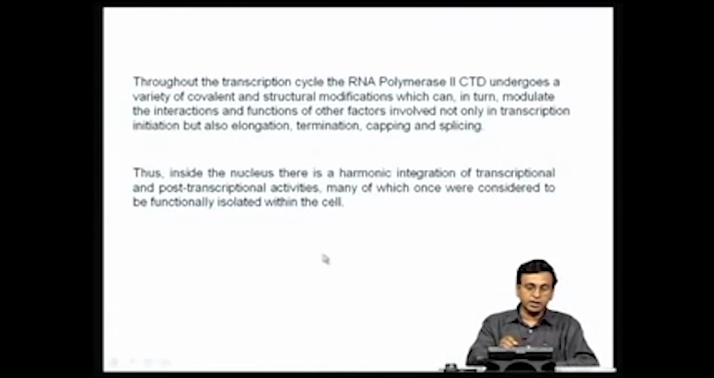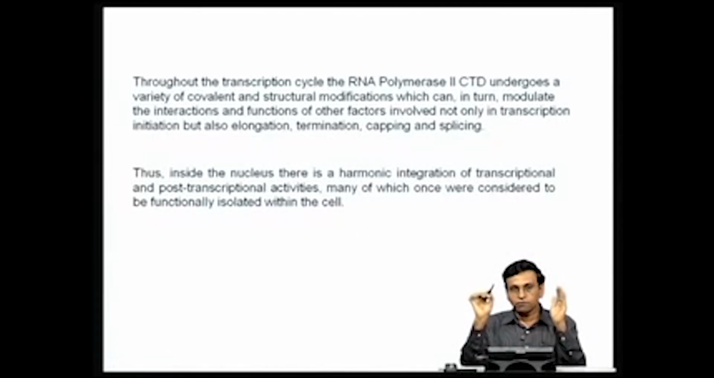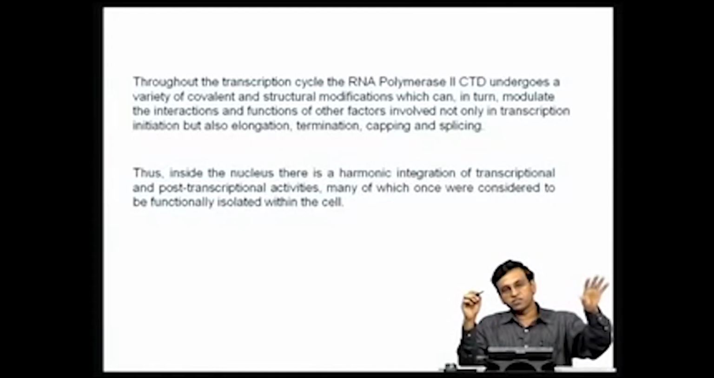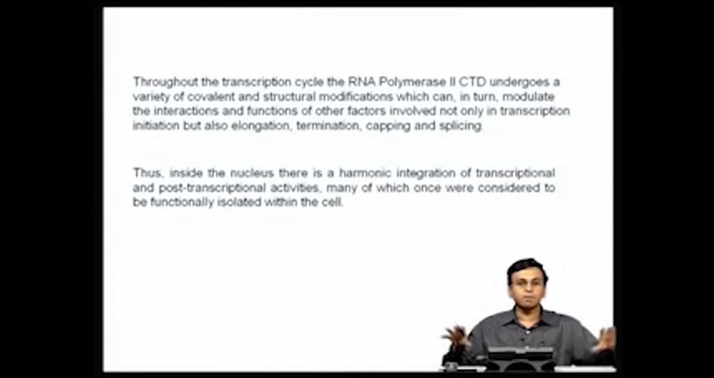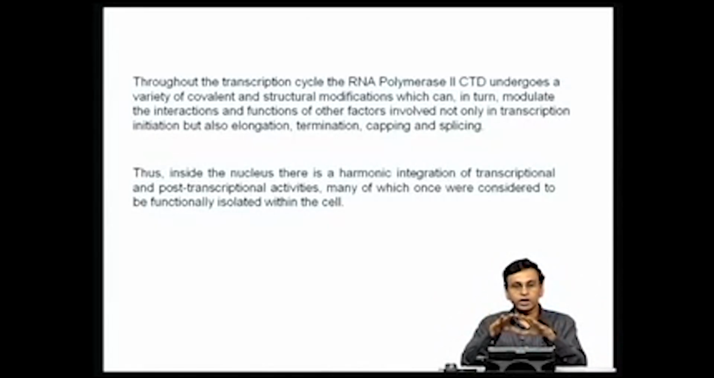So, inside the nucleus there is a harmonic integration of transcriptional and post-transcriptional activities, many of which were once considered to be functionally isolated in the cell. So, the take home message I want to give from this lecture is that in the early 80s or late 80s, people thought initiation is a different event, and once the transcription is over, then the mRNA processing takes place. Capping is added separately, splicing is added separately, and polyadenylation acts separately, and this all happens in different places in the nucleus. But what we now know today is that these are all highly integrated. They all happen both in space as well as time.